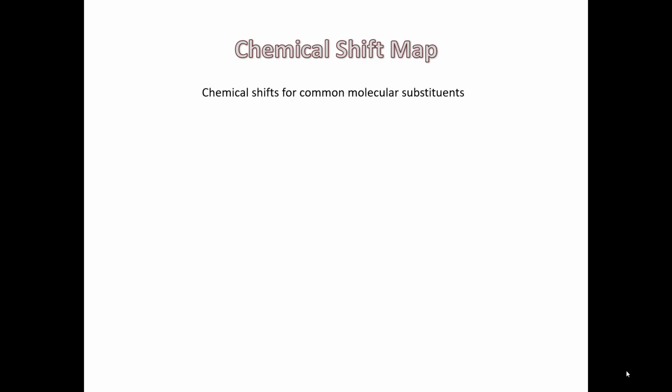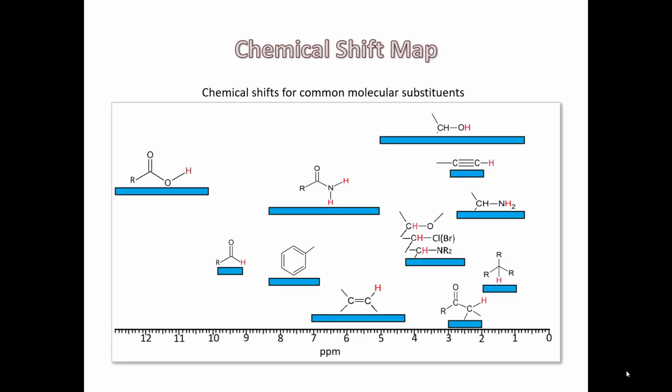So over the years, the chemical shifts of many different substituents have been studied exhaustively, and we have a map of where certain chemical shifts show up. Now, if you're looking at a sample and there's a chemical shift out at 11.5 ppm, you can be pretty certain that there's a carboxylic acid in this molecule.